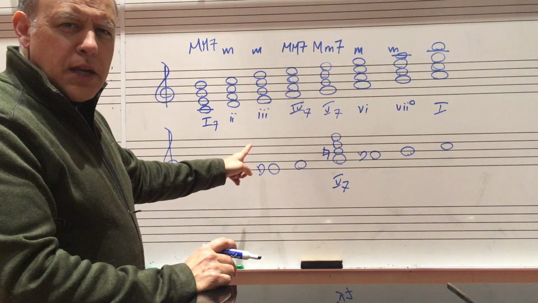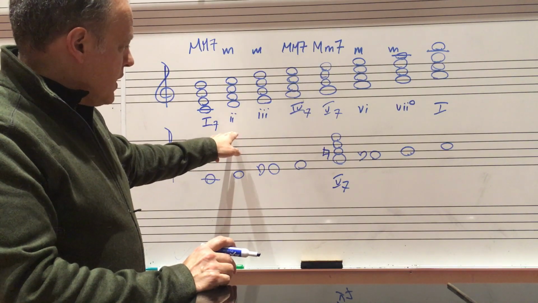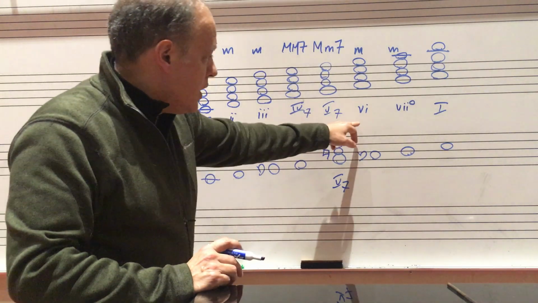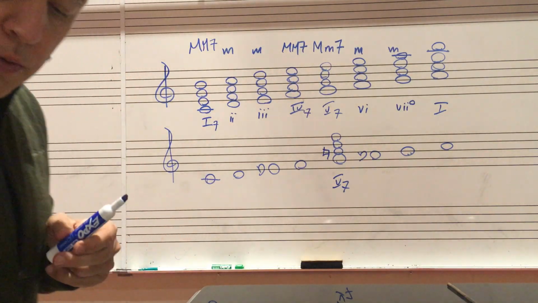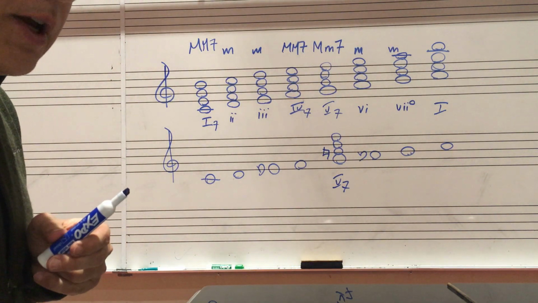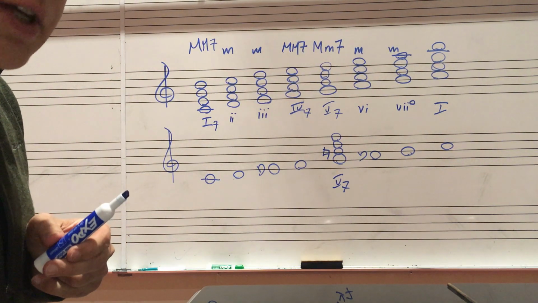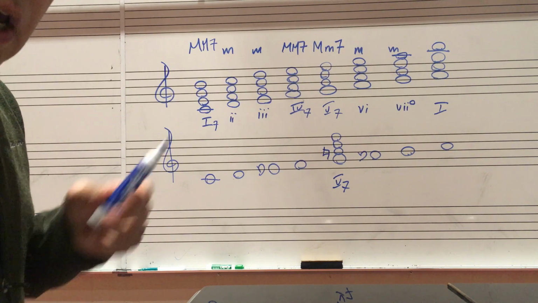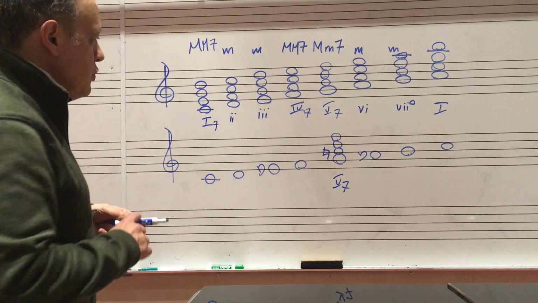I want to try the same kind of experiment with 7ths built on scale degrees 2, 3, and 6. Here's 2. Here's 3, and here's 6. And actually, those ones do sound similar.